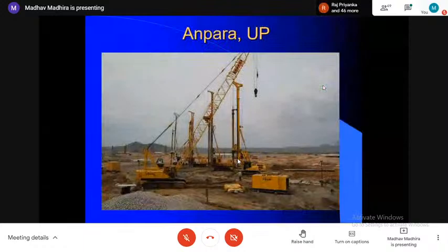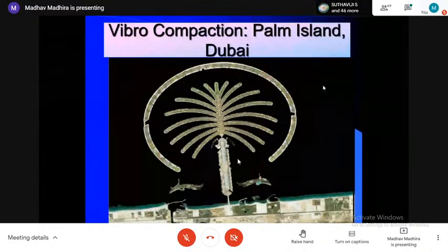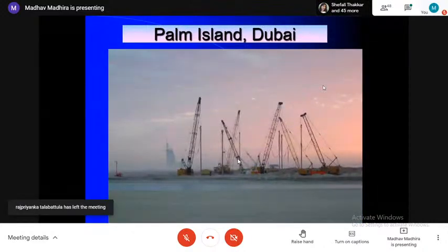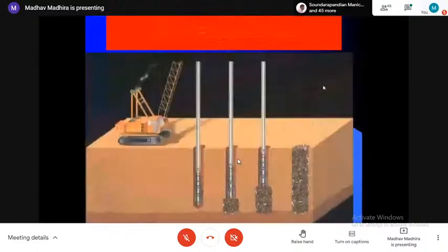This is another site in UP, I think one of the fly ash ponds too. I think all of you know that the Palm Island in Dubai was reclaimed out of the sea. All those fronds you see are nothing but sand. And at one stage it looked like this, a forest of vibrocompaction needles. And you can see the Palm Jumeirah, the famous hotel, on the left in the hazy picture too.